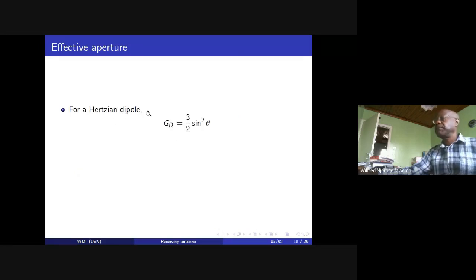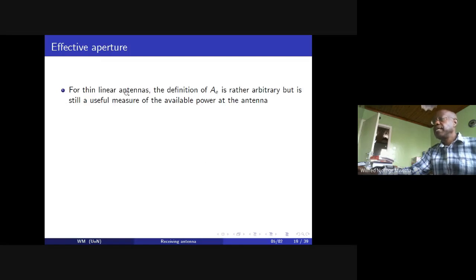So for a Hertzian dipole, we can see that the directive gain is given by 3 by 2 sine squared theta. And hence, the effective aperture of the Hertzian dipole is given by lambda squared, that is wavelength squared, divided by 4 pi and multiplied by the directive gain of the Hertzian dipole. And for thin linear antennas, the definition of effective aperture is a little bit arbitrary, but is still useful in measuring what the available power at the antenna would be.